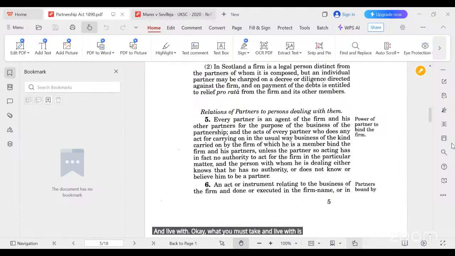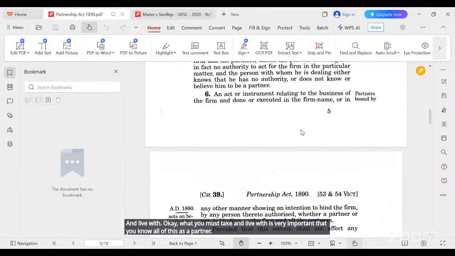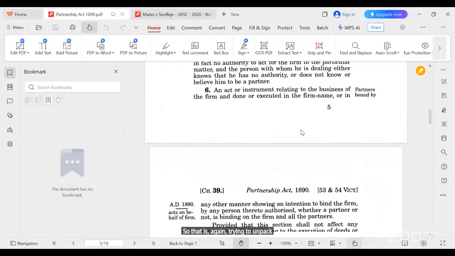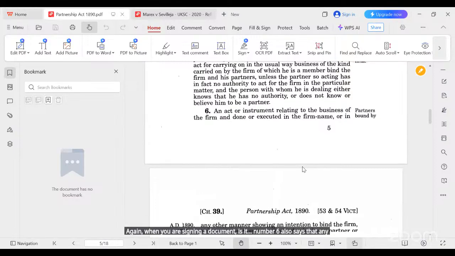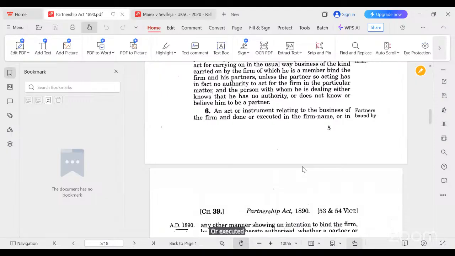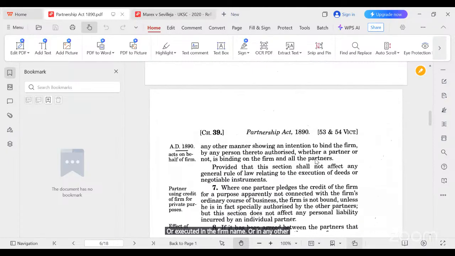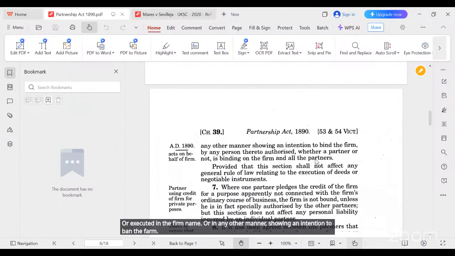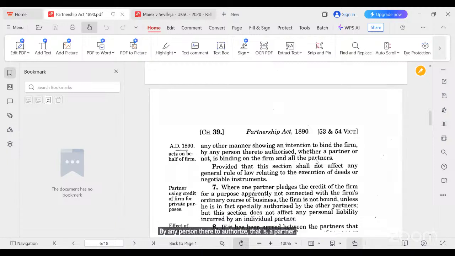It's very important that you know all of this as a partner. So that is again trying to unpack or open the box of partnership so you know how these things are done. Again, when you are signing a document, section 6 also says that any act or instrument relating to the business of the firm and done or executed in the firm name, or in any other manner showing an intention to bind the firm, by any person thereto authorized, whether a partner or not, is binding on the firm and all the partners. So you can see the kind of power partners have.